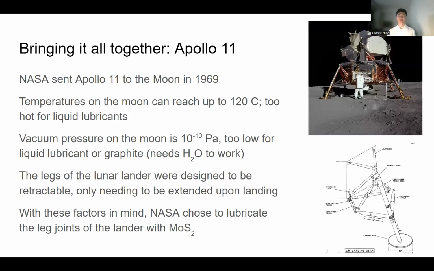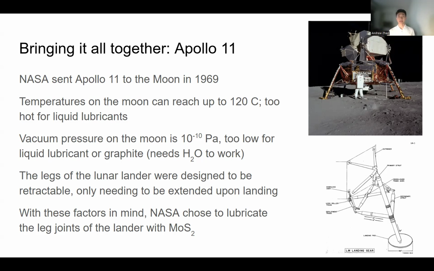So where does this bring us? Why is all this important? Well, in the late 1960s, NASA started their space program, and in 1969, NASA sent Apollo 11 to the moon. We know that temperatures on the moon can reach 120 degrees Celsius during the day. This is way too hot for liquid lubricants. For example, water boils at 100 degrees Celsius. Other liquid lubricants have even lower boiling points.